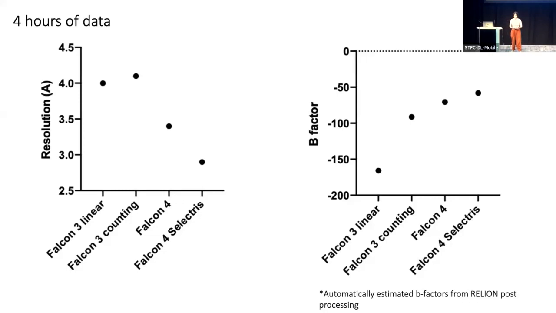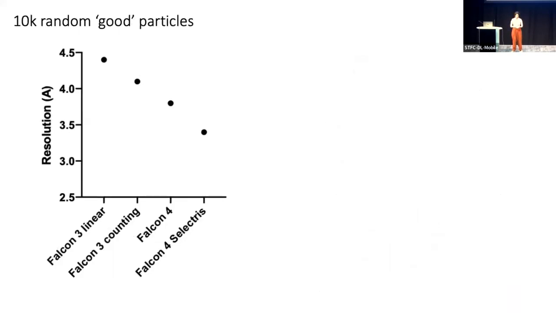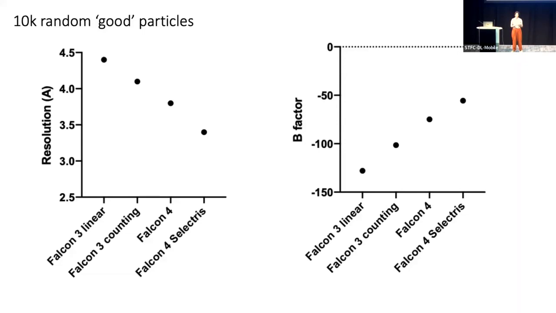Of course, in these maps, there are different numbers of micrographs and different numbers of particles. So this trend that we're seeing could be simply particle number driven. So Josh went through and selected 10,000 random particles from each of these data sets. I should say they were random good particles out of the polishing step. And again, we looked to reconstruct those, and we see the trend being borne out: the Falcon 4 is giving us improved data quality, and again, the selector seems to give us an improvement.